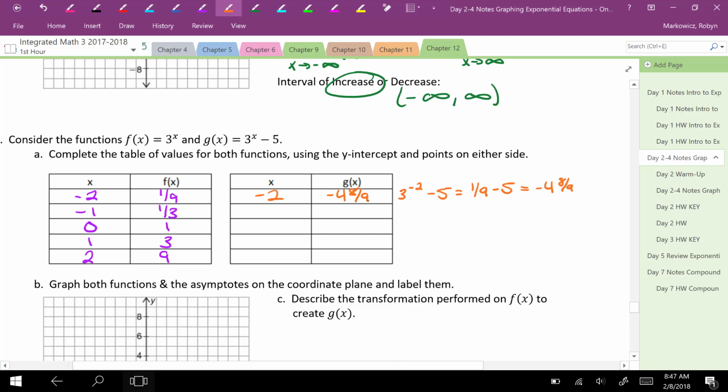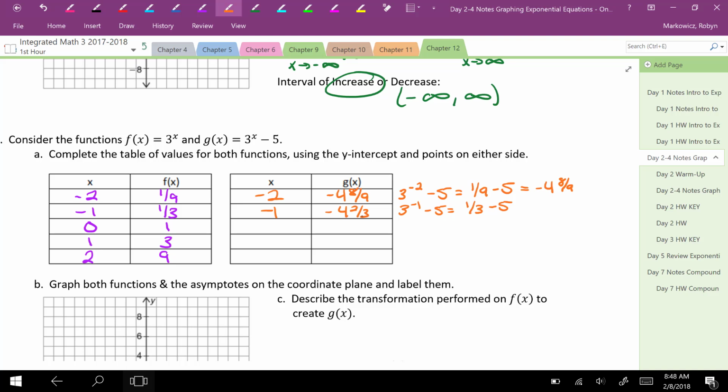All right, give me another x value. -1. What is 3 to the negative first? 1/3. 1/3 minus 5 would be -4 2/3. Again, those ones I would not really expect you to do without a calculator. Might want to pick some nicer numbers.